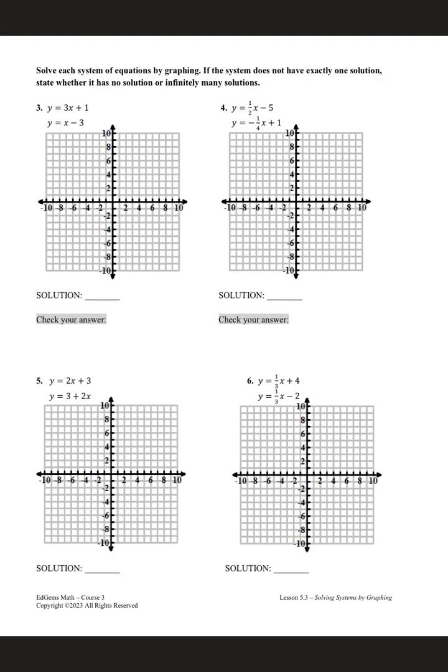Here we are with number 3, and again, what I'm going to do is zoom in, so that I can plot my points and set things up and you guys can see it a little bit better. So here we go, number 3. I'm going to zoom in and get working on it.